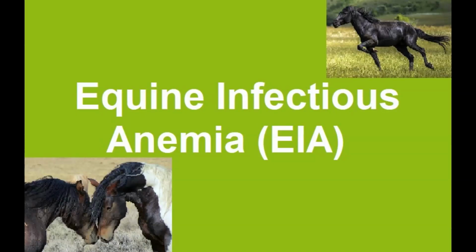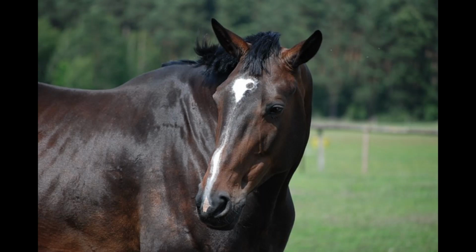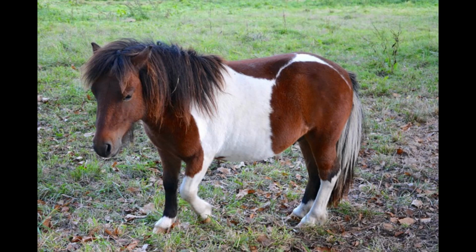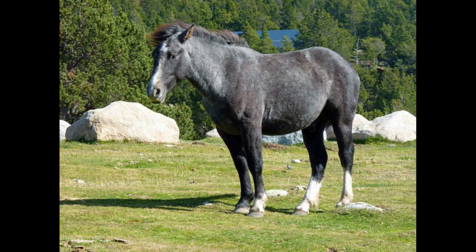Equine infectious anemia, EIA, in horses is also known as swamp fever and is caused by the equine infectious anemia virus. The virus occurs worldwide in all horse populations. It is a notifiable disease, which means that a vet must notify government if this disease is found. There are two forms of this condition.